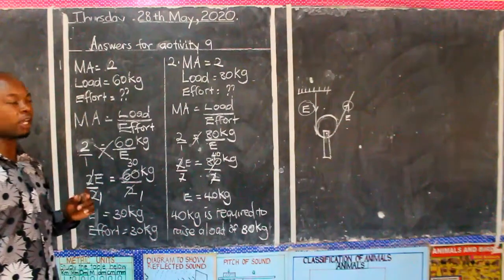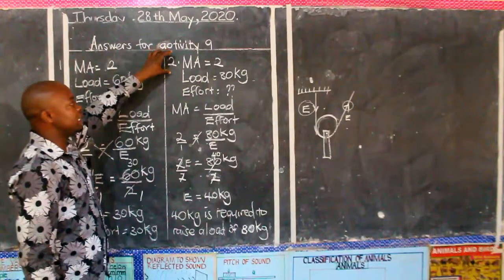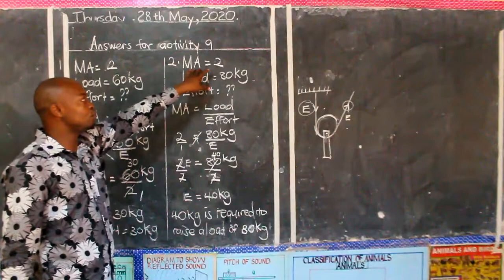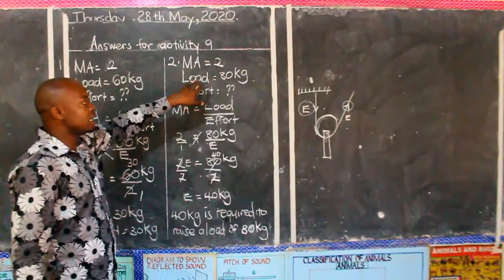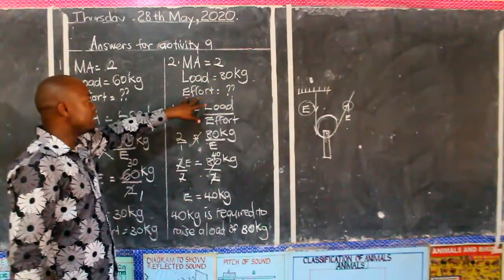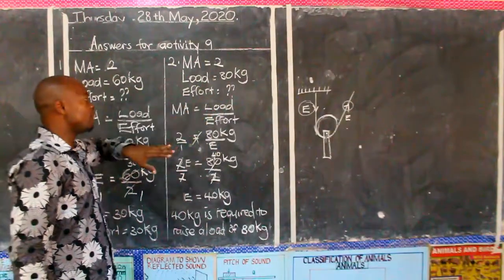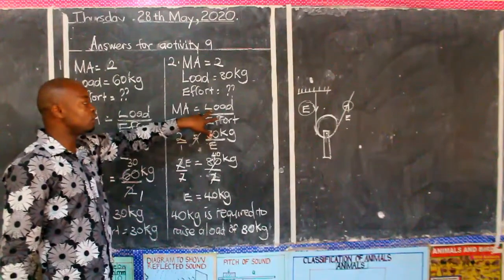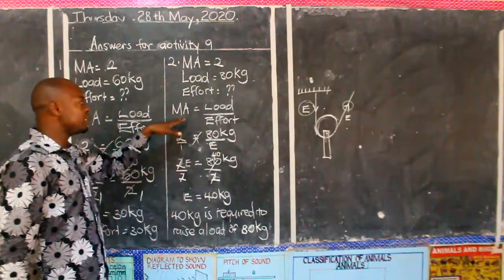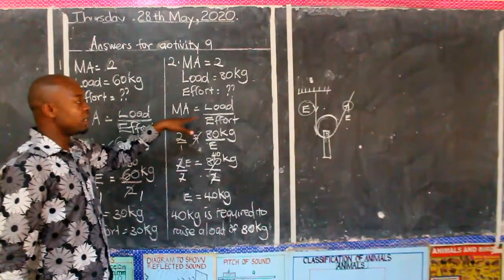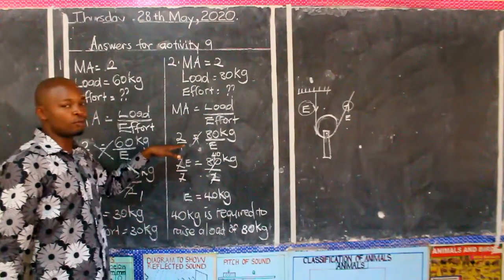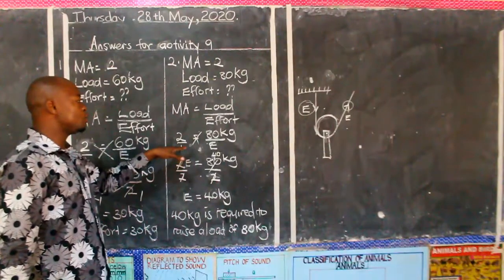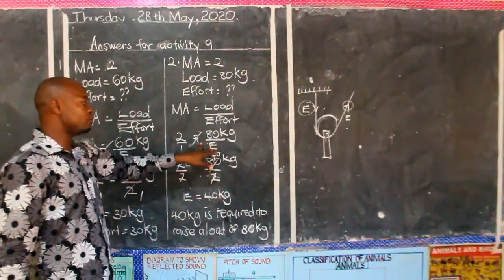That is activity 1. Activity 2, we use the same formula. We have said mechanical advantage is equal to 2, and our load has been given as 80, and effort is not known. We should look for effort. Following the same method, mechanical advantage is equal to load out of effort, of which our mechanical advantage here is 2, following the number of times the rope or the string or the chain is supporting the pulley. We get 2 is equal to 80 out of E.